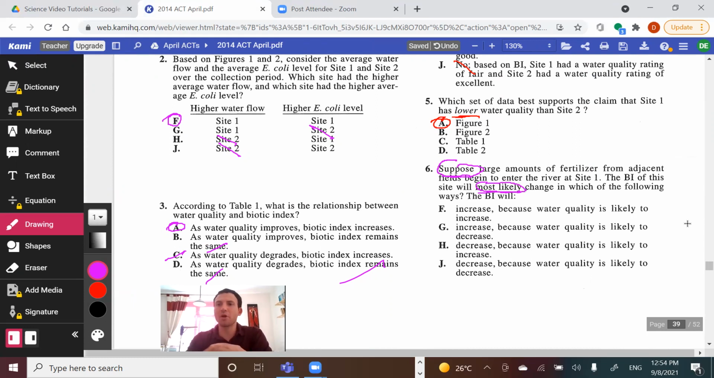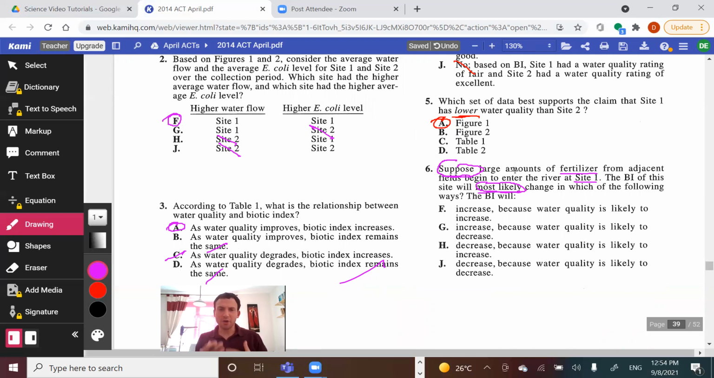So suppose large amounts of fertilizer from adjacent fields began to enter the river at Site 1. So that's probably a bad thing. You probably don't want a lot of fertilizer entering a river. A little bit of background knowledge. The BI of this site will most likely change in which of the following ways.